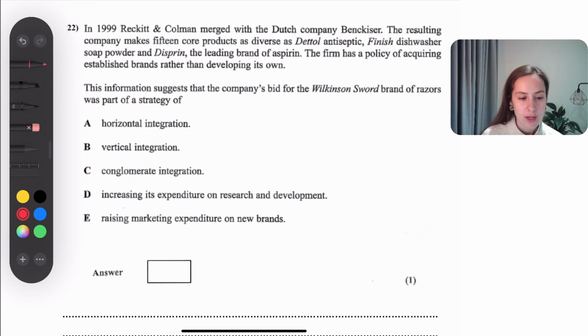Okay, this question, we have a soap company. Kind of like a soap and homeware company buying a razor company. I think they're very different industries. So that's basically the definition of conglomerate integration.